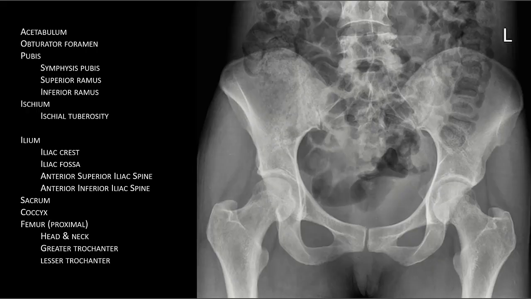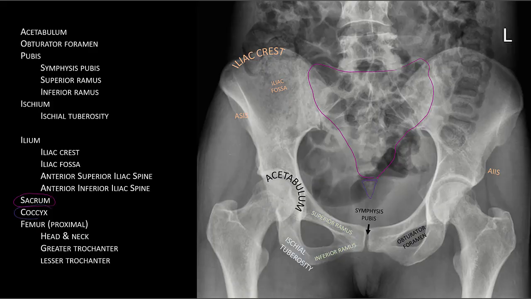Now let's go through some basic anatomy. This should be review. We've got the acetabulum, we've got our obturator foramen, symphysis pubis, we've got our superior ramus and our inferior ramus, we have the ischial tuberosity, iliac crest, iliac fossa. We have our ASIS, or anterior superior iliac spine, and then just below it, anterior inferior iliac spine, and then the sacrum with the coccyx at the end of it.